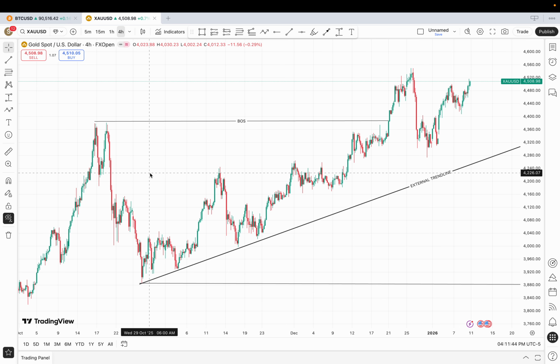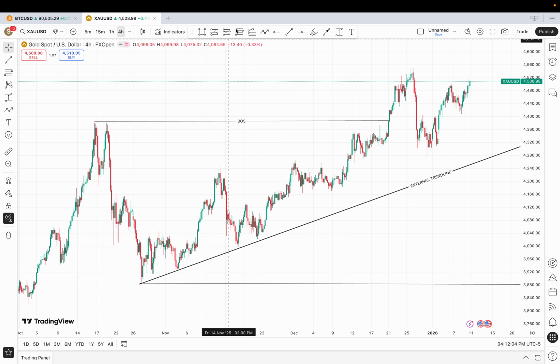Now I'm marking the structure because I don't have to mark the levels for an advanced or professional trader, but for beginners who are watching my video, I want to show them how to mark a market structure.